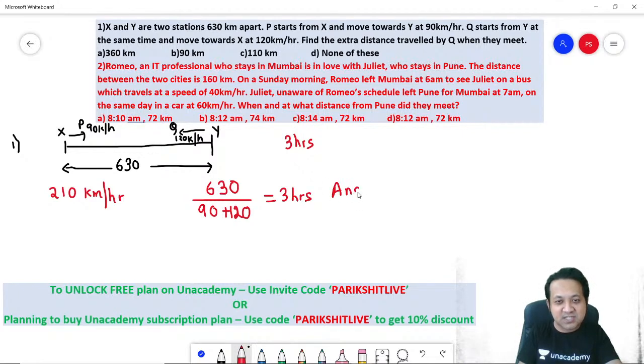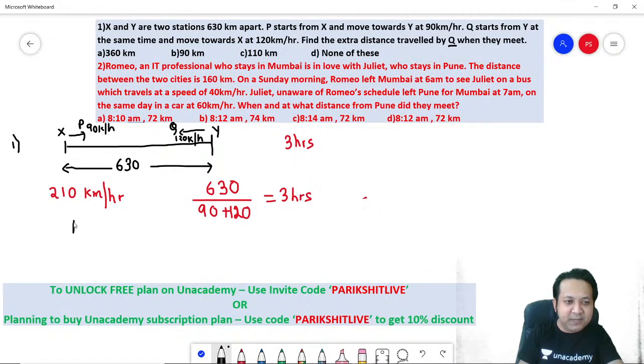Awesome question to start your day, right? I hope you understand why it is plus. But this is not the answer. Basically, they are not asking you the time. They are actually asking you the distance. Do one more step. What is the extra step? Find the extra distance traveled by Q.